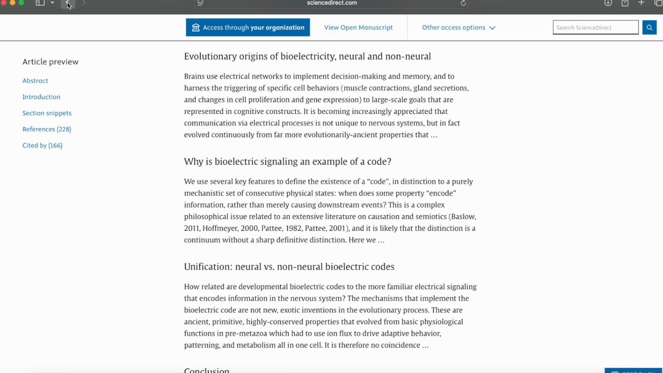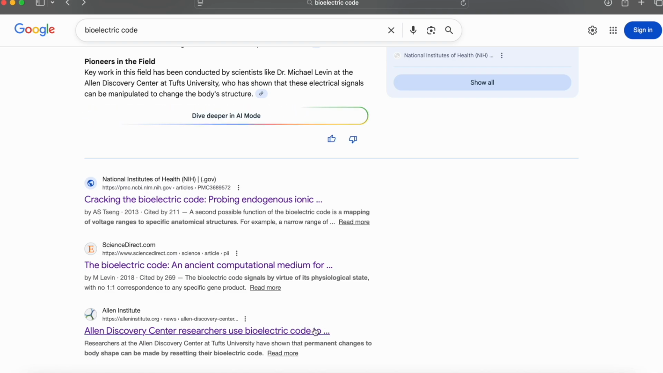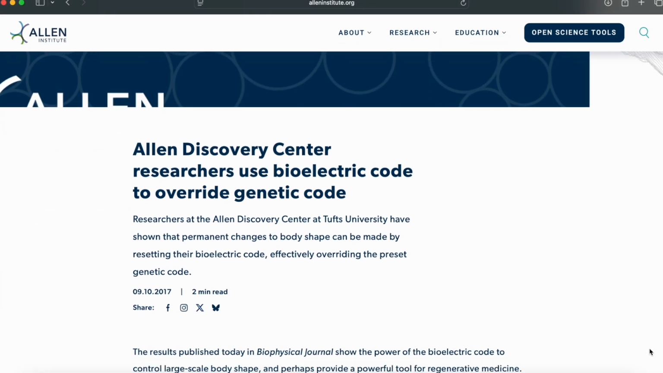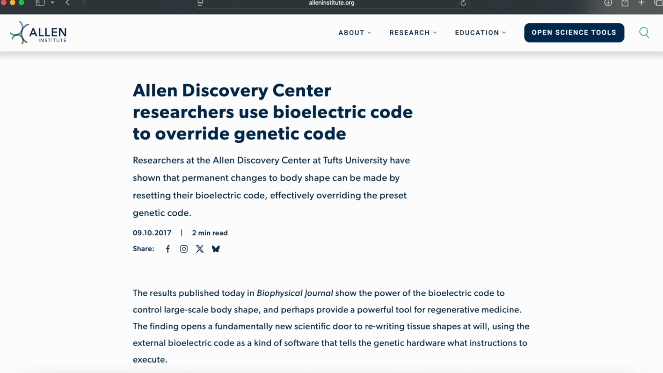We're going back to Google, and we're going to click on this link. This is the Allen Institute. Allen Discovery Center. Researchers use bioelectric code to override genetic code. Researchers at the Allen Discovery Center at Tufts University have shown that permanent changes to body shape can be made by resetting their bioelectric code, effectively overriding the present genetic code. This was released in 2017.